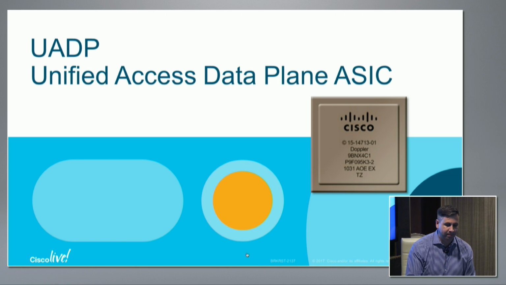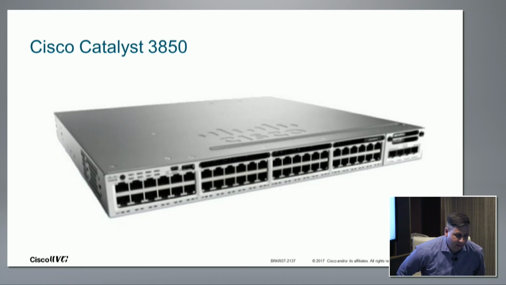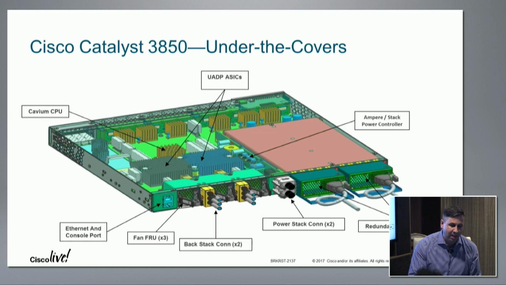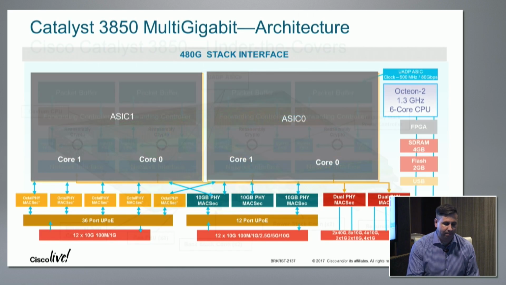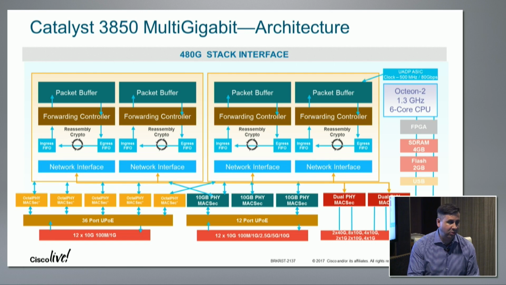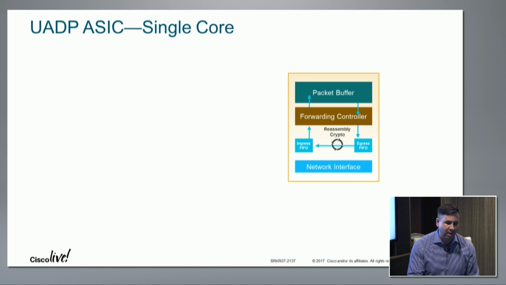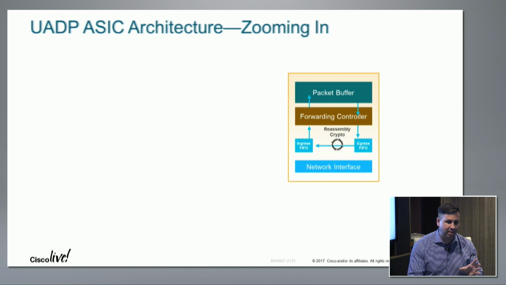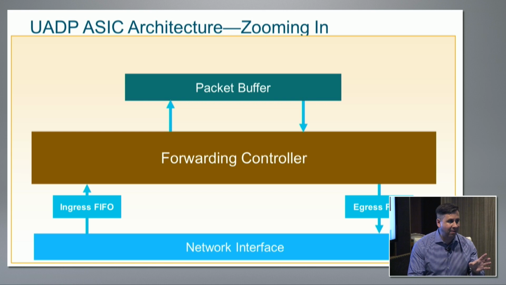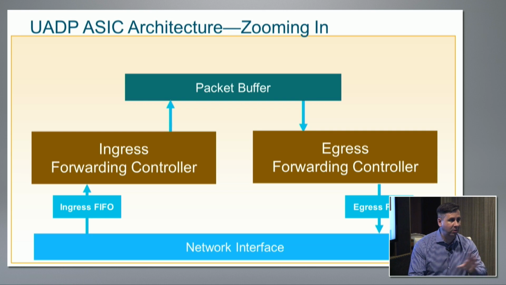For UADP specifically, let's take a look at it from the West perspective, which is my favorite area. So if we pop the covers on a switch, we can see these two heat sinks. Underneath there, we have these UADP ASICs. In a multi-gig switch, we actually have 2 dual cores. If we zoom in on just one of those cores, we see that there's more complexity presented here. Instead of just having a single forwarding controller, we actually have 2 forwarding controllers, one for ingress, one for egress.